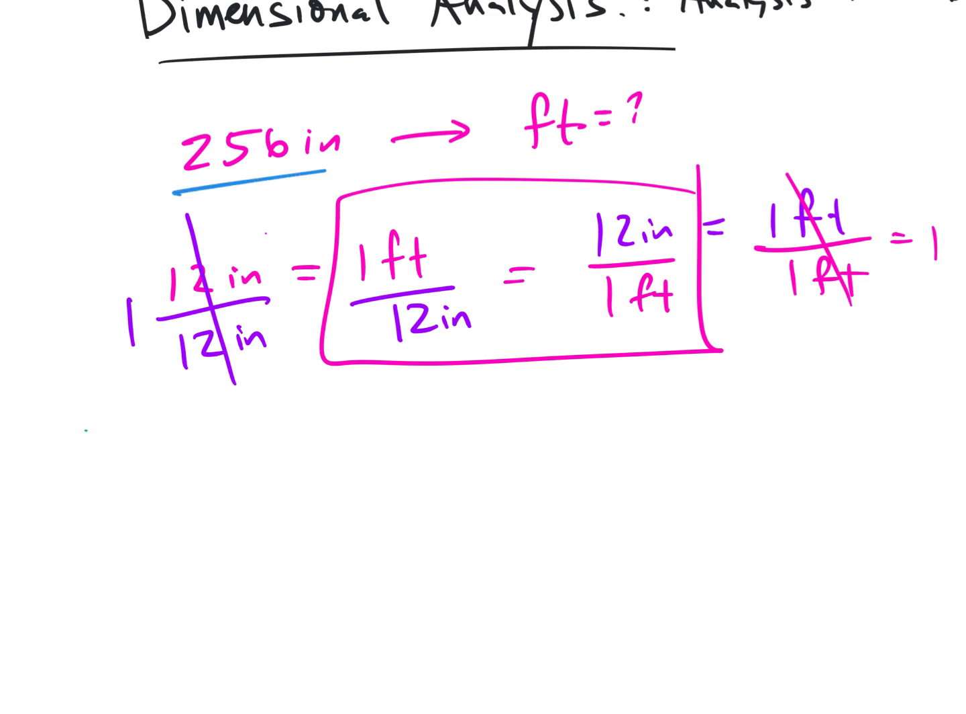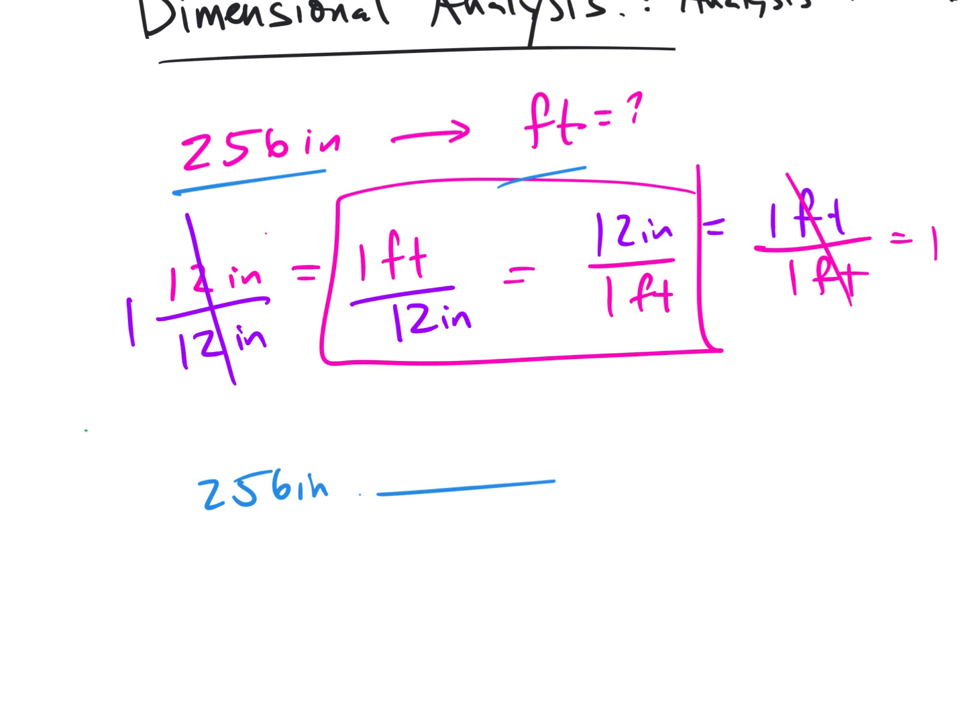And we know we have 256 inches. That's also important. We have to know what we're looking for, and we have to know what we know. If we don't know anything, we can't do anything, right? So we always start with what we know. It doesn't make any sense to start with what we don't know, okay? We're not going to start with feet because we don't know that. So 256 inches, and we're going to just multiply by 1.